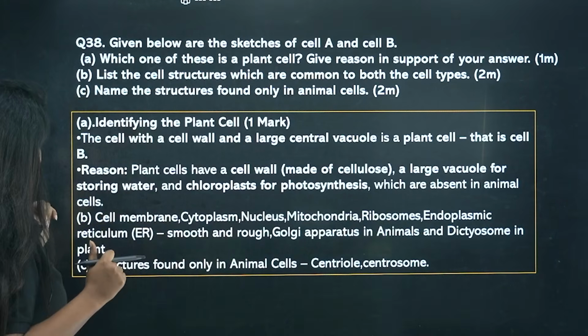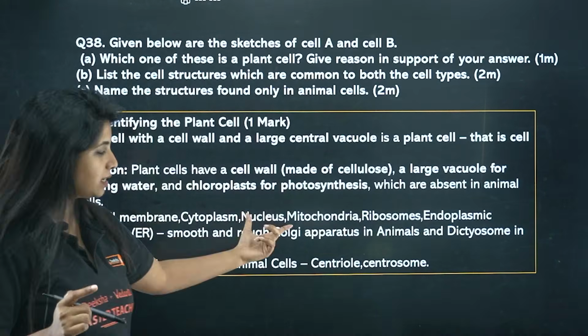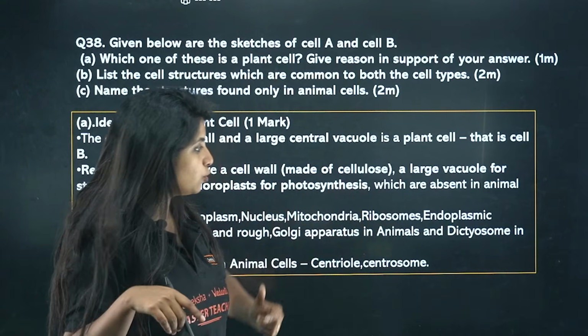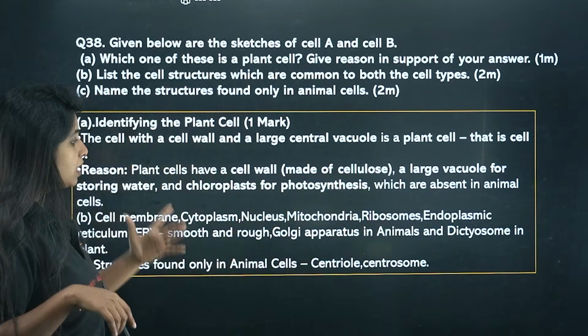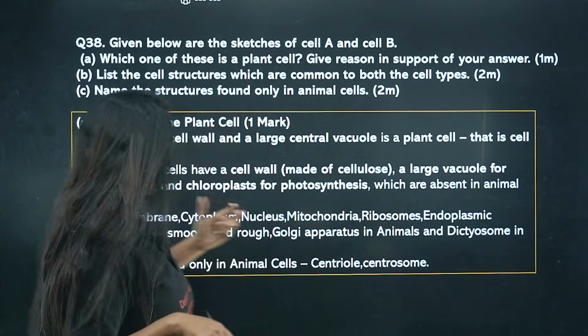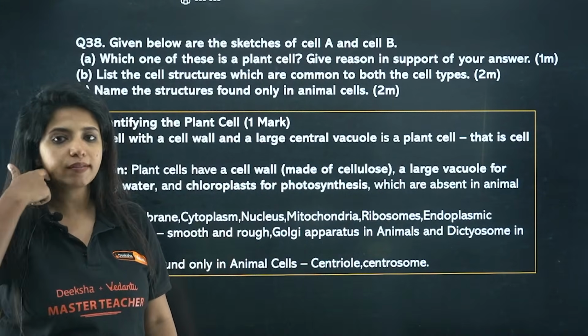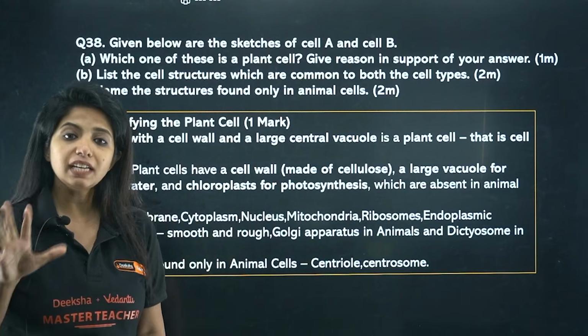Okay, so let's see. So cell membrane is common, cytoplasm is common, nucleus is there, mitochondria is there, ribosome is there, endoplasmic reticulum is there, smooth and rough, both of them, okay, ER. And Golgi apparatus in animals and dictyosome in plants. So basically in plants also you have Golgi apparatus, but it is a specialized form, you call this dictyosomes. But anyway, these all things are common.